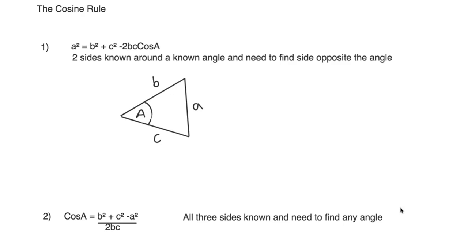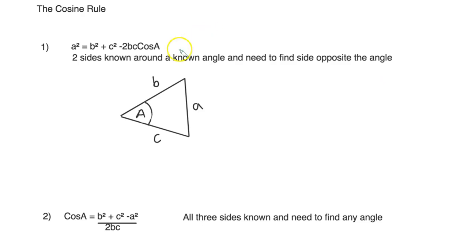Firstly, let's look at the formula. The cosine rule has a formula: a squared is equal to b squared plus c squared minus 2bc cos A. And we use the cosine rule in two different scenarios. The first scenario would be when we know two sides around a known angle and we need to find the side opposite the angle. So let's look at a practical example to understand this.